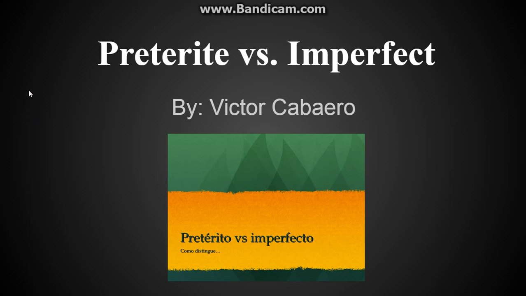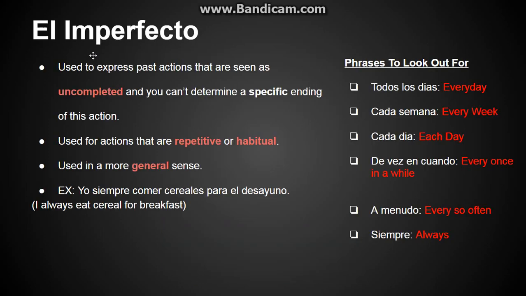In this video, I'll be explaining the difference between preterite and imperfect verbs. To start off, imperfect verbs are used to express past actions that are seen as uncompleted, and you can't determine a specific ending of this action. They're used in a more repetitive or habitual way, and in a more general sense. For example, I always eat cereal for breakfast. This is a more general statement since we don't know when always started and when always ended.